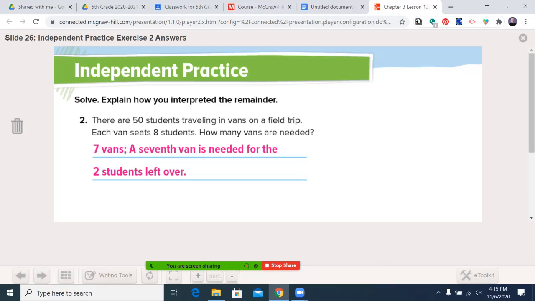There are 50 students traveling in vans on a field trip. Each van seats 8 students. How many vans are needed? 50 divided by 8 is going to be 6, remainder 2. And you can't put students outside of a seatbelt, and you can't put them on the hood. So you're going to have to get a 7th van. So that's why the answer is 7 vans.